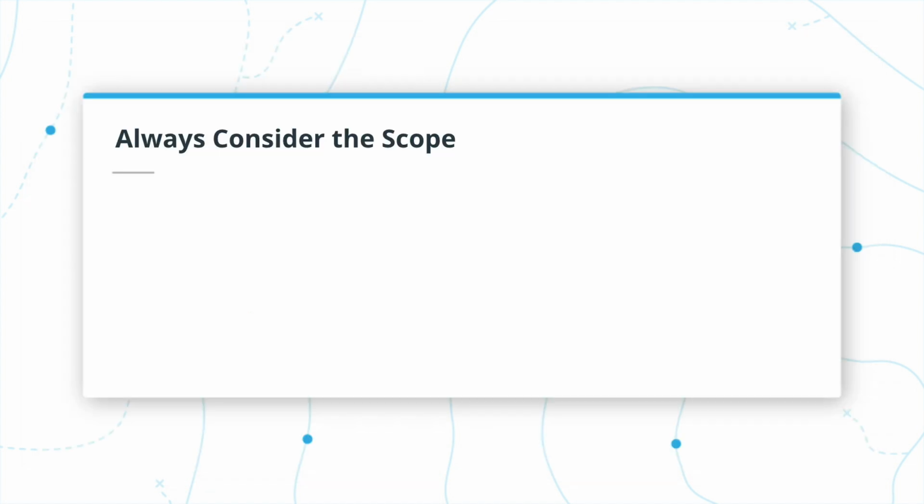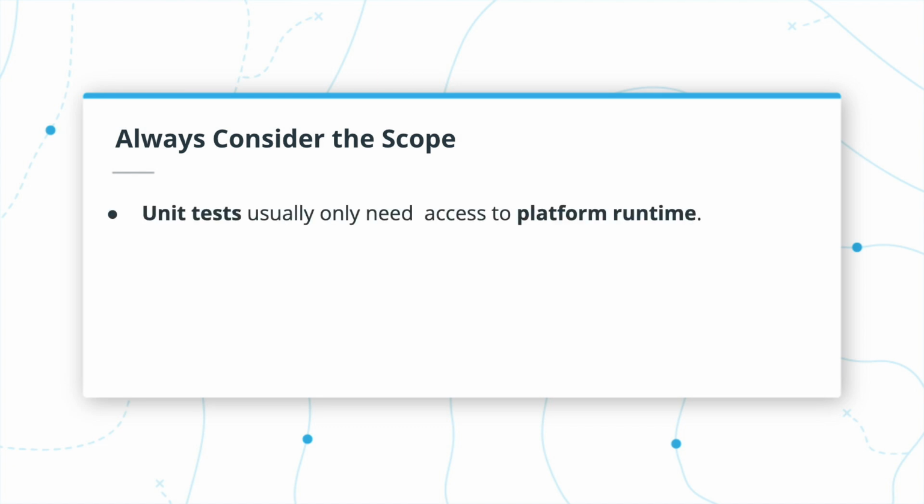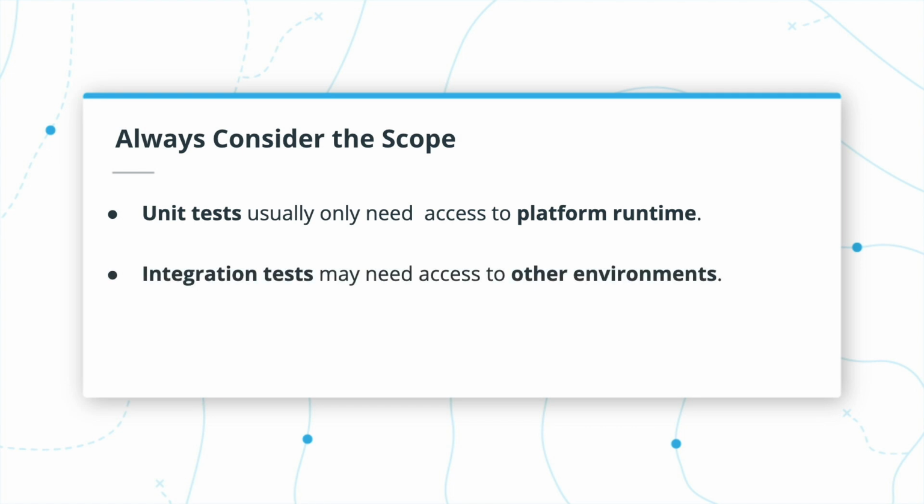One final thing to consider when writing tests is the scope or environment the test requires. Unit tests often only require access to the platform runtime, like the JDK and project files, since they usually just test an app's code. Integration tests might need access to other environments though, like the database or a browser in the case of automated user testing.